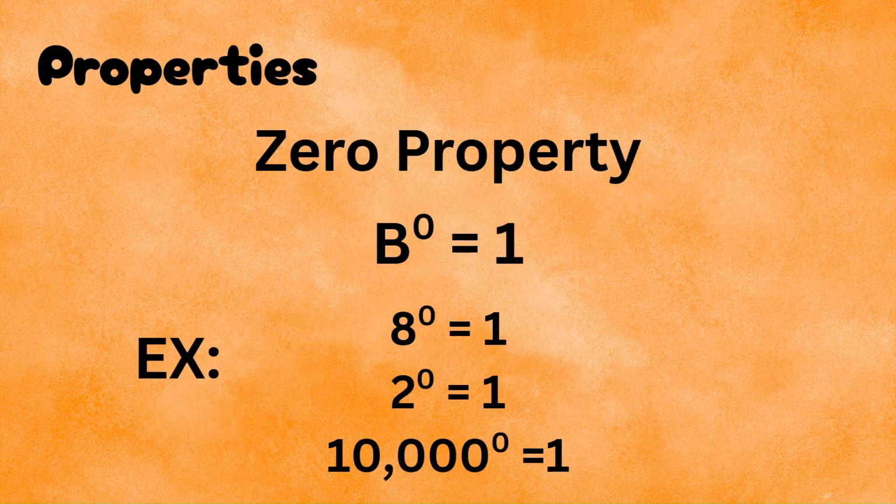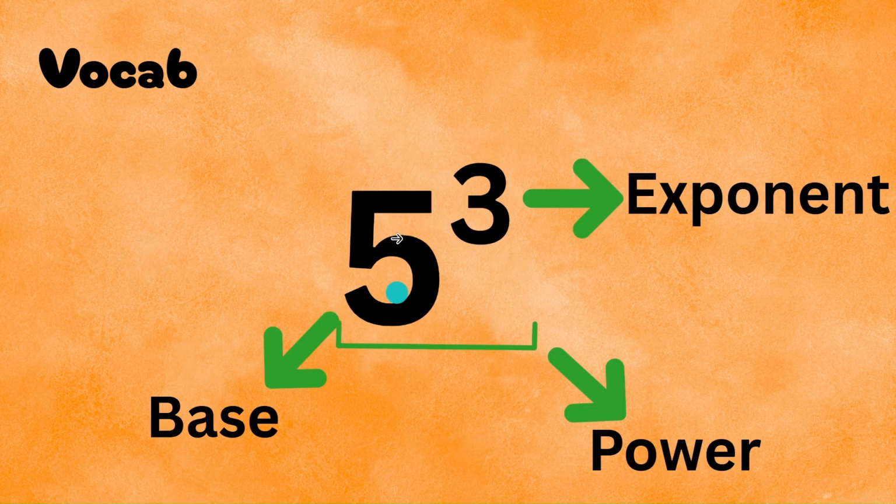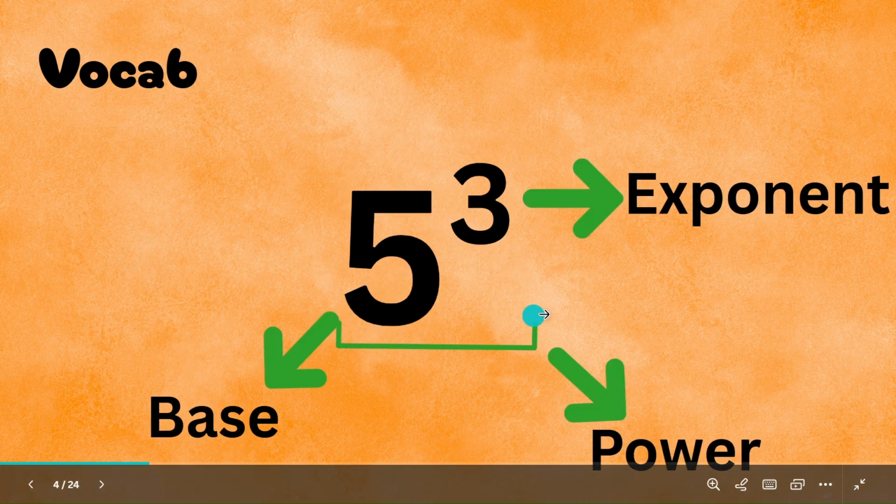Properties. The zero property. We're going to use b as a theoretical number. So b could stand for everything. The reason we're using b is because b stands for base. As you can see in the previous slide, that's this number right here, the base.